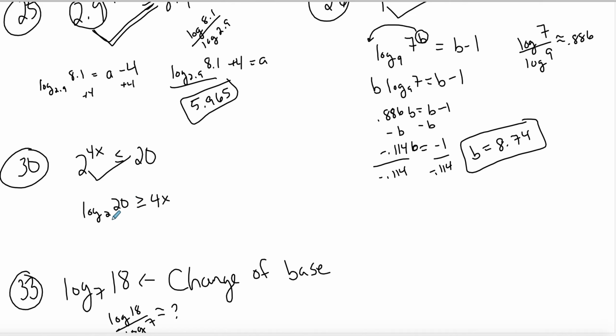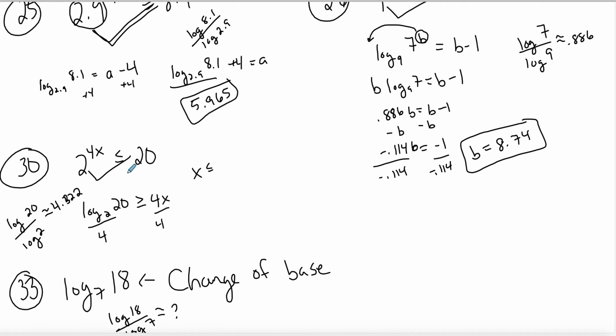Change of base formula there, divide it by 4, you'll get x is less than or equal to something, okay? Divide both sides by 4. I'll write my change of base stuff over here. Log of 20 over log of 2 is approximately, you got to make sure you close those parentheses off when you do this, because if you don't close the parentheses off, you'll get a different answer. So that change of base formula gets me about 4.322.